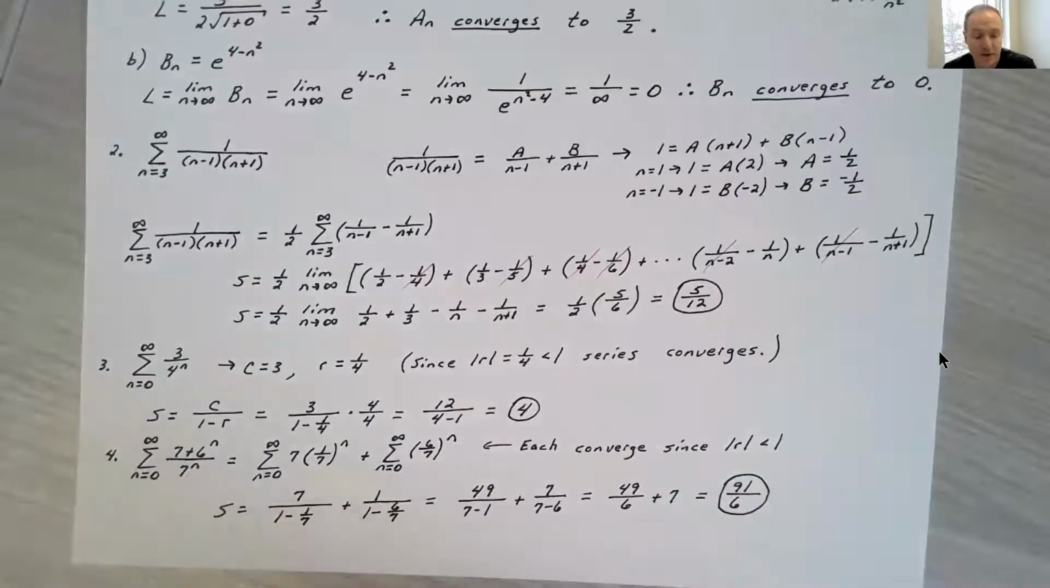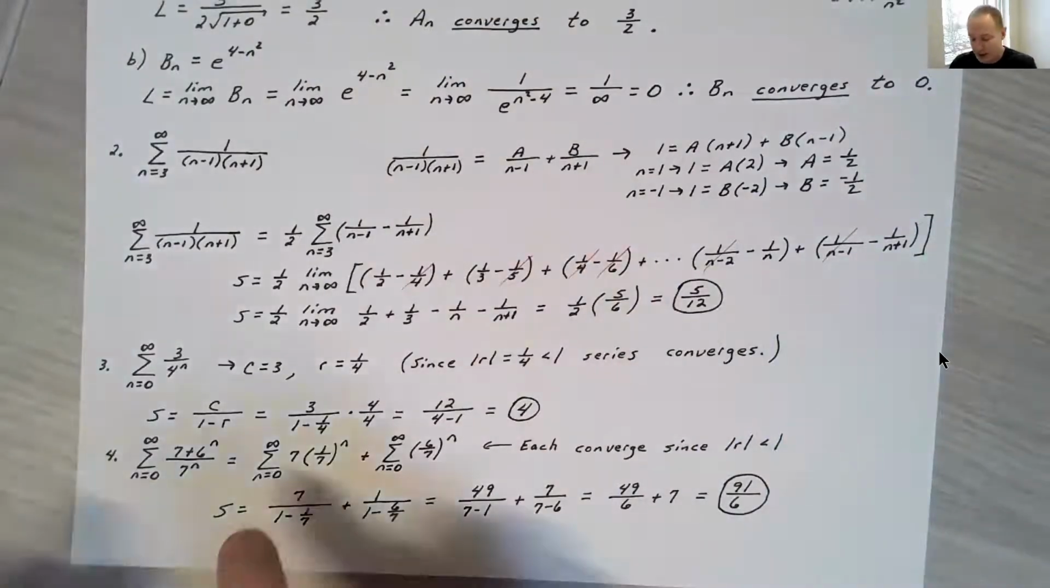Now, for number 4, similar but more interesting problem, we have the summation from 0 to infinity of 7 plus 6 to the n divided by 7 to the n. Now, what's important here is that you understand this is not one geometric series, because there's 2 terms in that numerator. So just like we can split up an integral problem and say we can distribute the denominator into each term in the numerator and integrate 2 separate, easier problems, same thing in this.